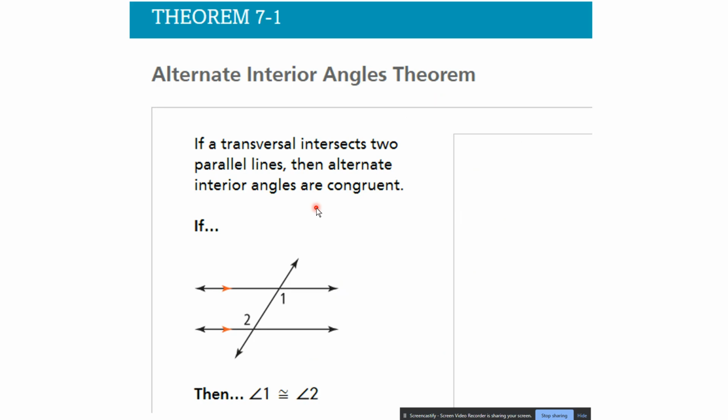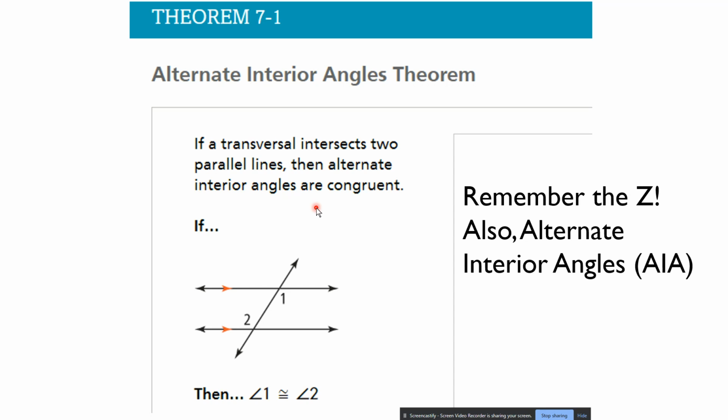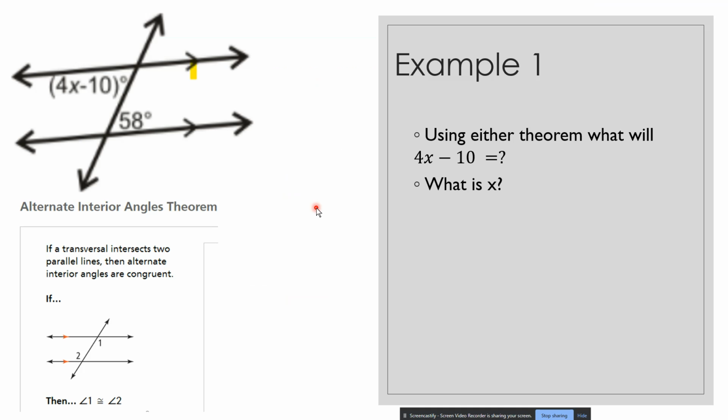The other thing I've mentioned several times is the alternate interior angle theorem. If the transversal intersects two parallel lines, the alternate interior angles are congruent. That means they're equal. So remember the Z. So let's just go ahead and have a look. Example 1, use either theorem to figure out what it is.